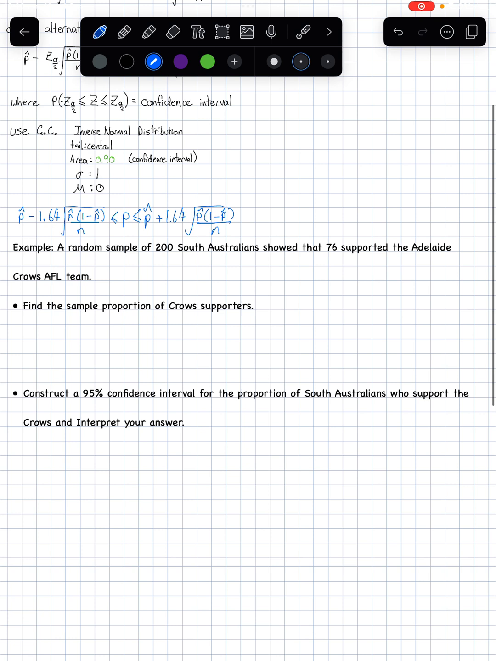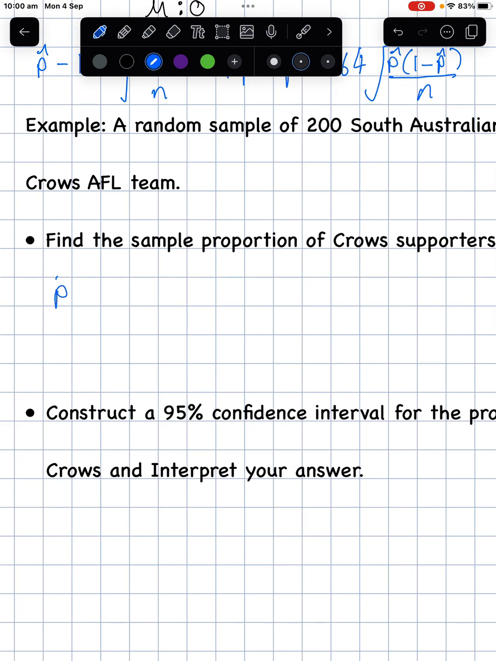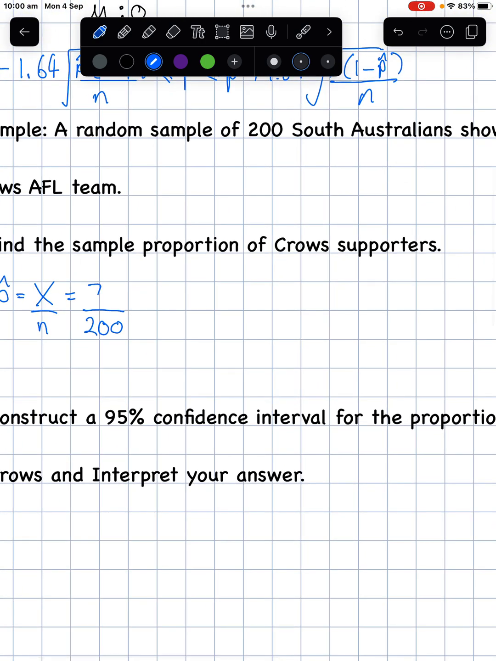So this is straight from our text, which you might recognise, but let's go with it anyway. A random sample of 200 Australians showed that 76 supported the Adelaide Crows AFL team. So find the proportion of Crows fans. We've got P, the proportion, the number of successes over the number of trials, and we had 200 trials, and then we've got 76.